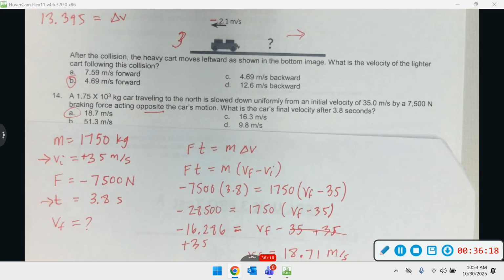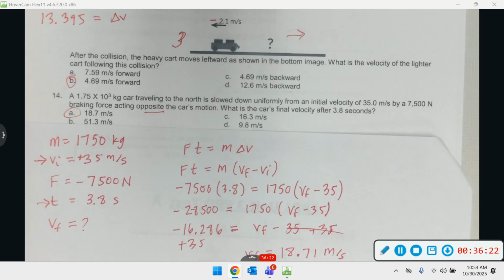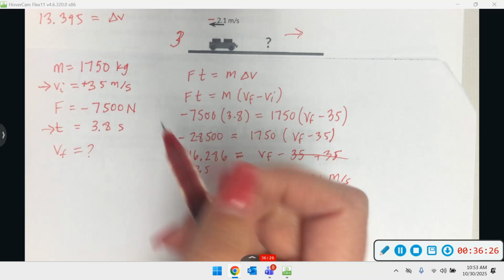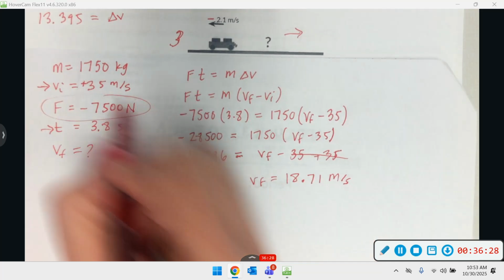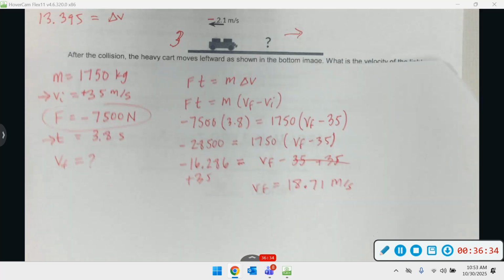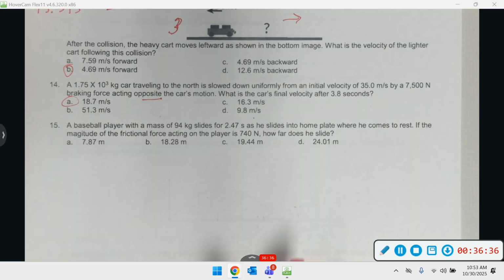All right, like I said, 54% or 55% of you guys got this right. If you missed it, it's probably the sign. It's probably the fact that you forgot to put the negative sign on this. If you forget that, you will get the wrong answer. Okay. Let's look at the last one, number 15.